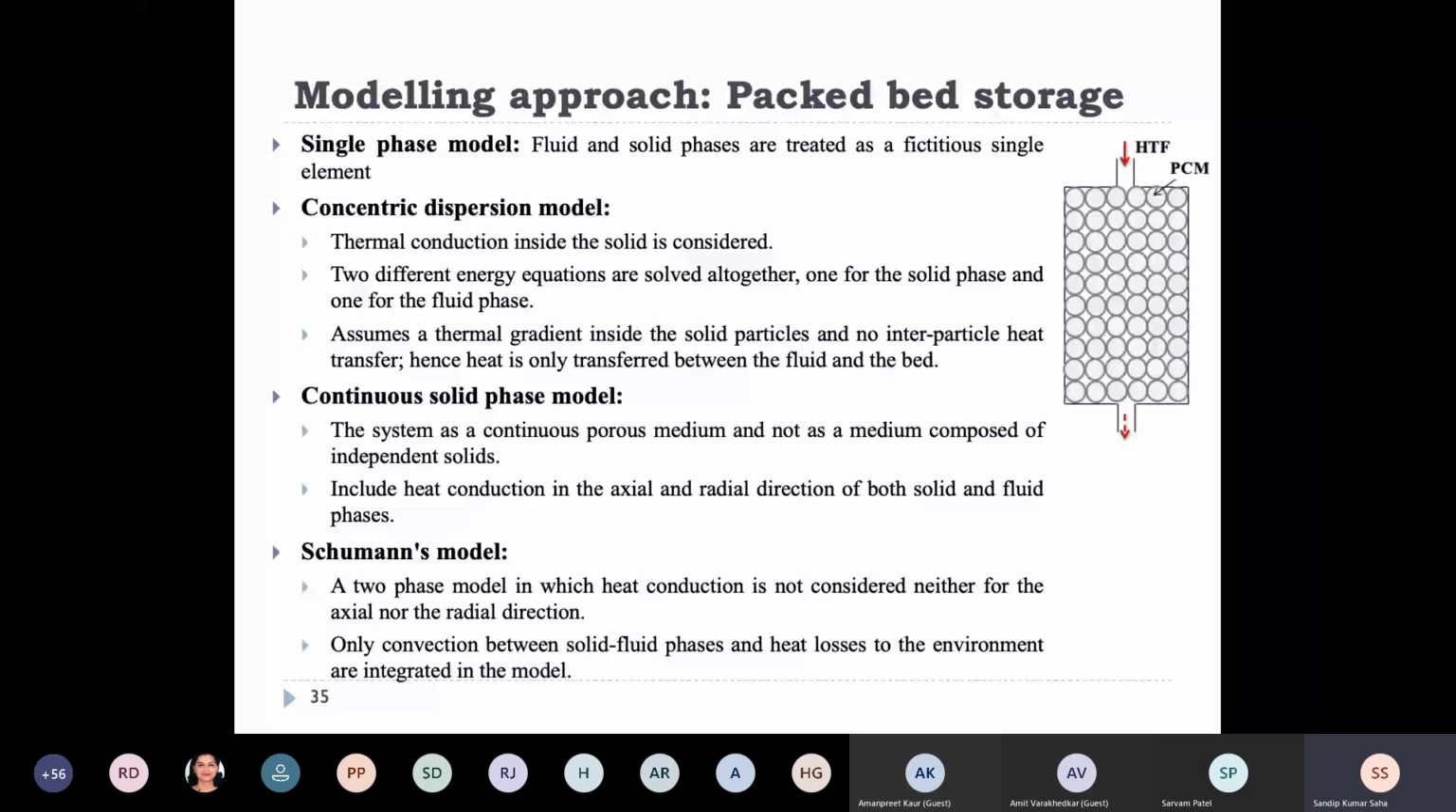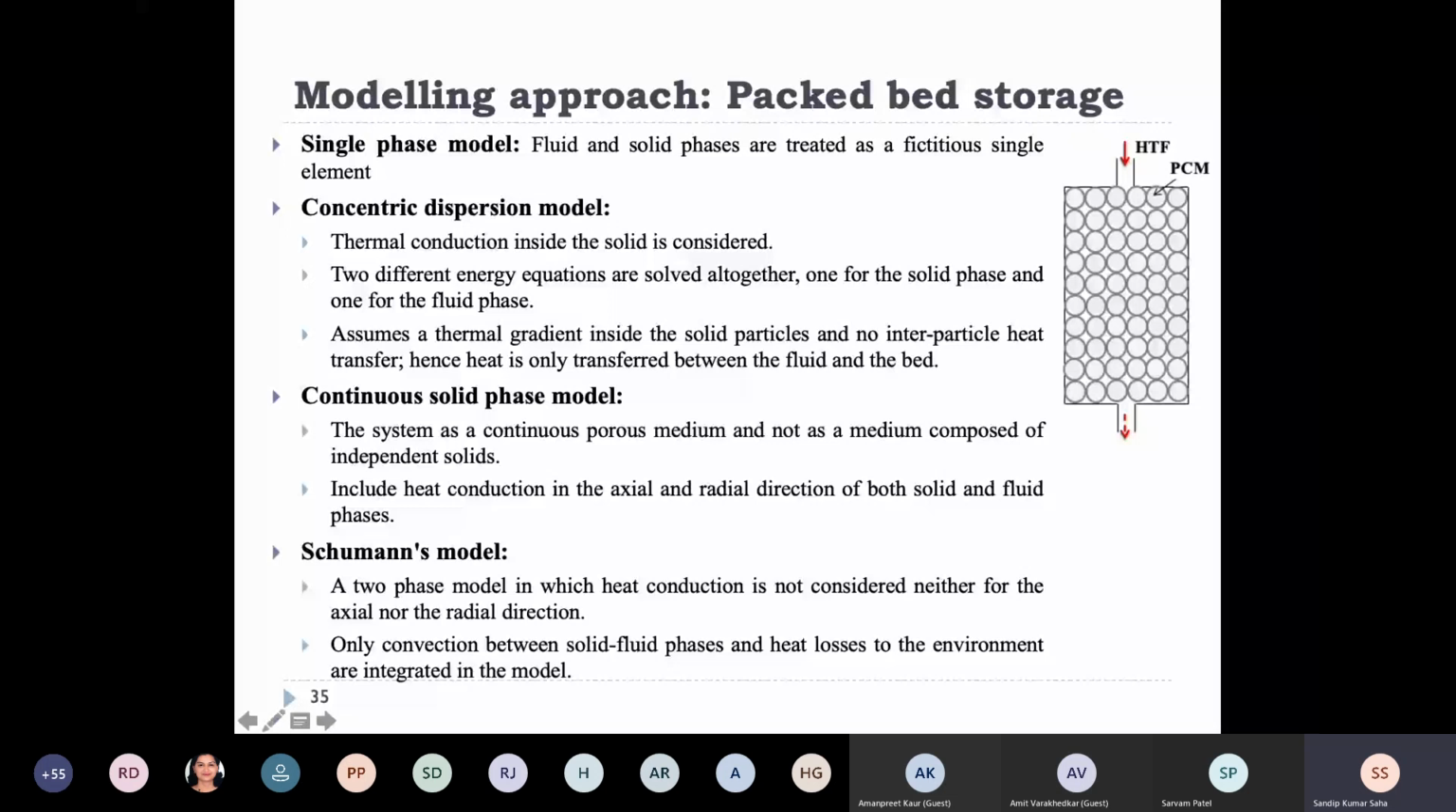Single phase model means you assume these balls or capsules and PCM as some single fictitious material, and then you model it as a porous medium. The second type of model is where you use two equations, one for HTF and one for PCM, and within that there are several divisions.